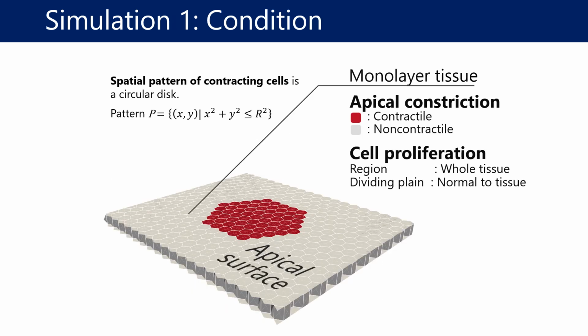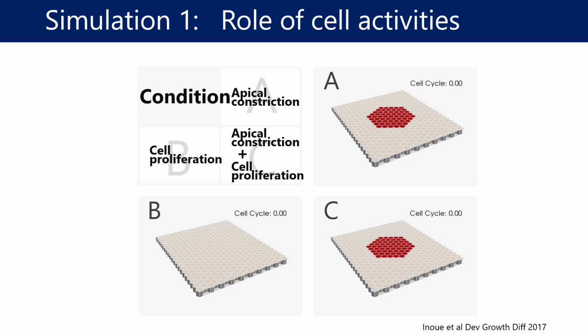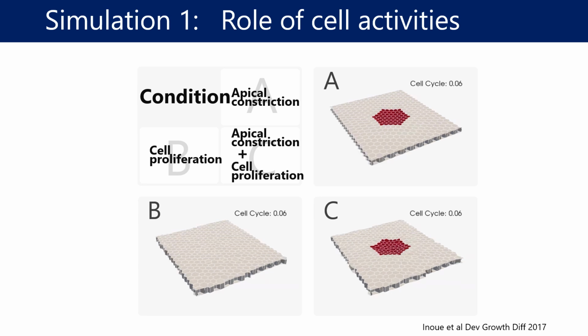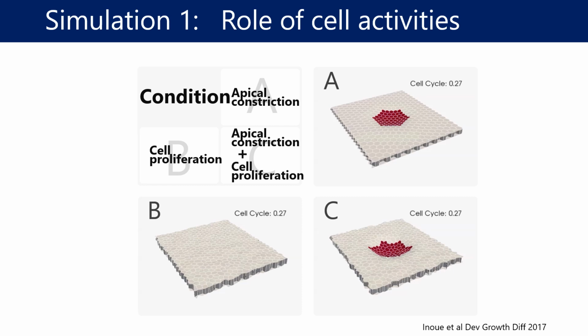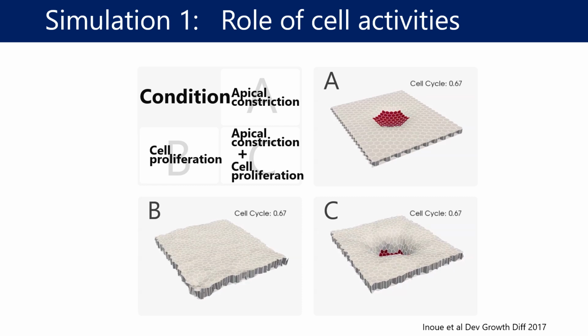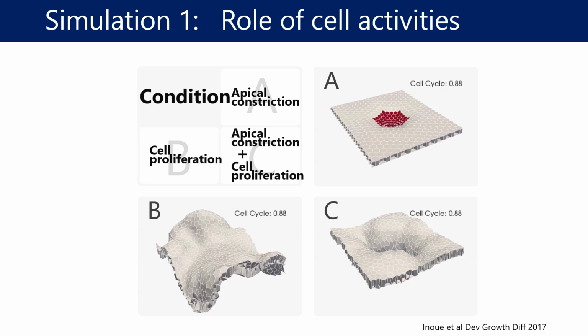Contracting cells are placed in a circular disc which is defined by this inequality. All cells proliferate according to cell cycle. The surface in the field of view is the apical surface. In movie A, only apical constriction is included, resulting in a slight bending deformation toward the basal side. The deformation magnitude is small.